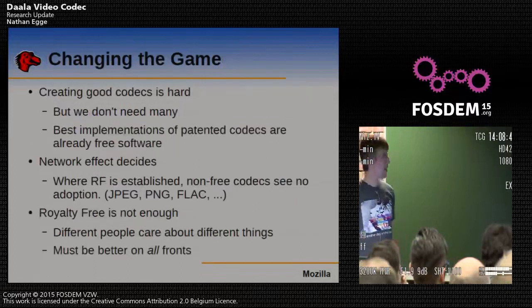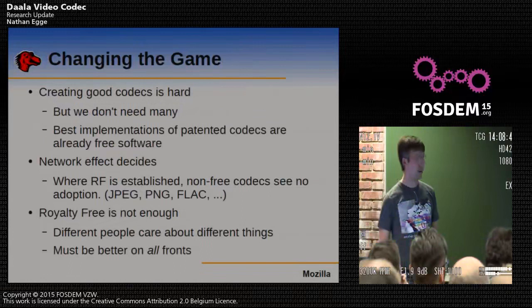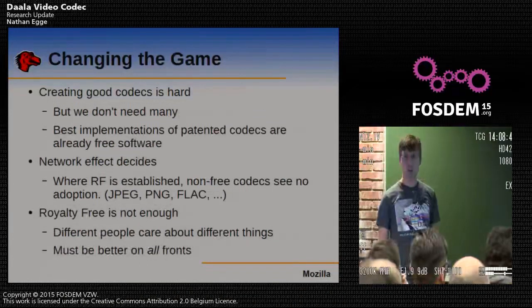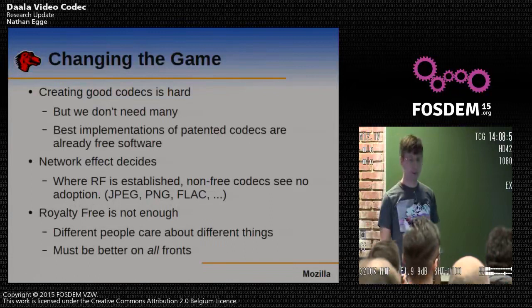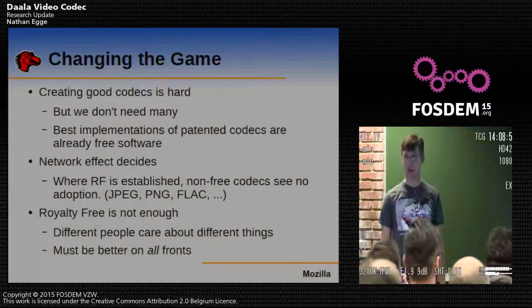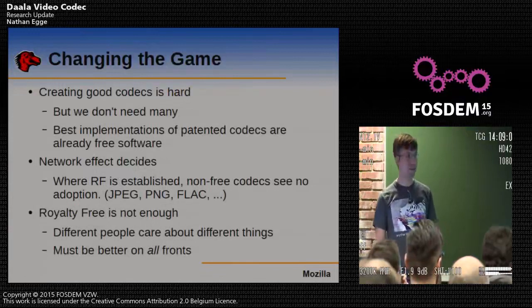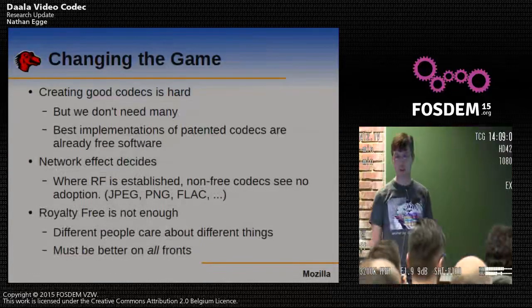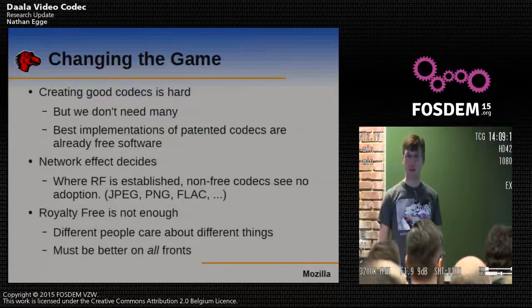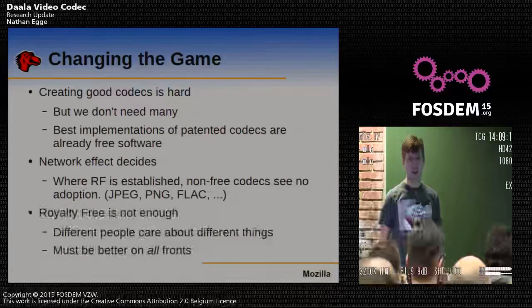All right, so what we're trying to do with Daala is change the competitive market here. Creating good codecs is not an easy problem, but we really don't need that many. We really just need one. And many of the best implementations are already free software. If you look at the open source community, many of the implementations of these commercial codecs are already open source software. You can use them, and if you have any kind of deployment at scale, you have to go and license the appropriate patents maybe, but they're already out there. x264 and other implementations work great.